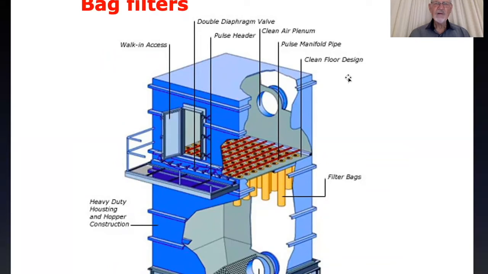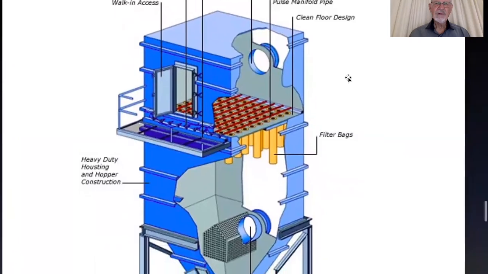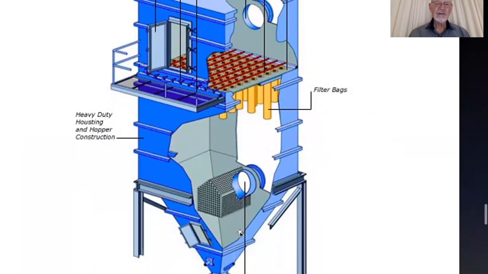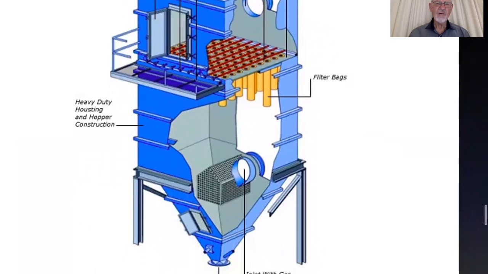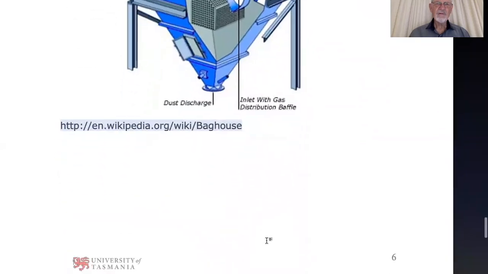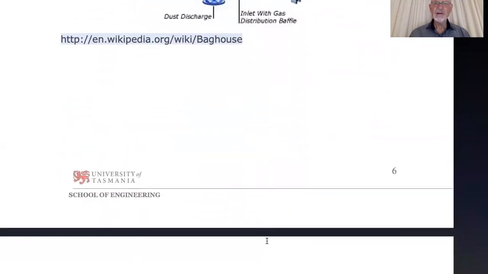And there are various ways of cleaning these. One of them is to reverse the flow of the air, so that when you reverse the flow, you blow the dust off the outside of the bags and it falls down into the hopper down below, and you get rid of it. And there'll be another one of those circular valves in the bottom here. So that's, if you like, the old-fashioned way. They can have a very large air cleaning capacity. There's a reference there with lots of information, particularly how they're cleaned and different types.